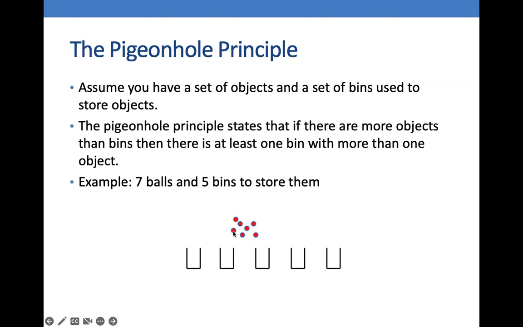So we could distribute this ball to this bin, another ball to this bin, each ball, the 5 balls will be, let's say, distributed to each of these bins. So we have 2 extra balls. So where are we going to put them? We are going to place them in any of these bins. So by adding those extra balls, there will be at least one bin with more than one object.